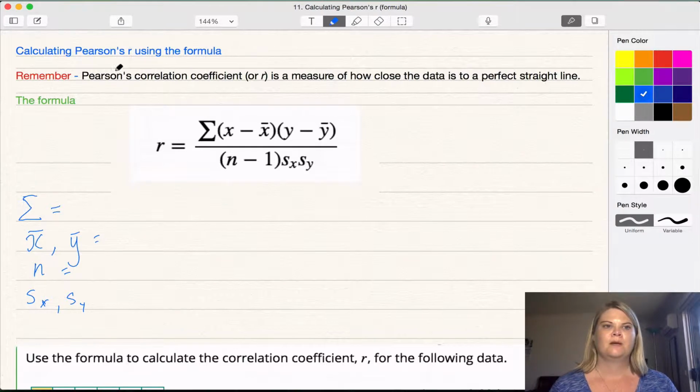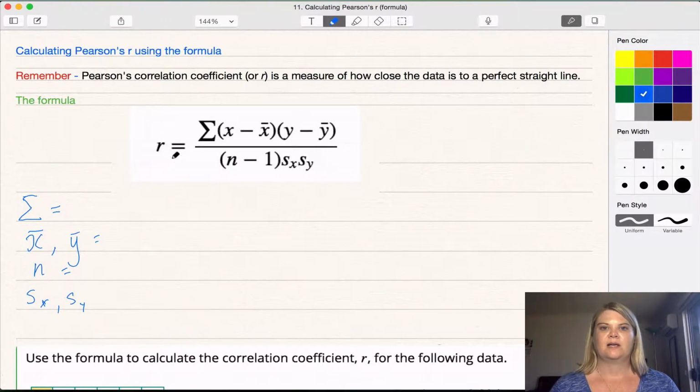You remember from the previous video that Pearson's correlation coefficient, or Pearson's R, because it's represented by a lowercase r, is a measure of how close the data is to a perfect straight line. If it's on a perfect straight line, then R equals 1 if it's a positive line, or -1 if it's a negative line. And if it's completely random, nowhere near a straight line, Pearson's R equals 0. But most of the ones we're going to be looking at will be somewhere in between -1 and +1.